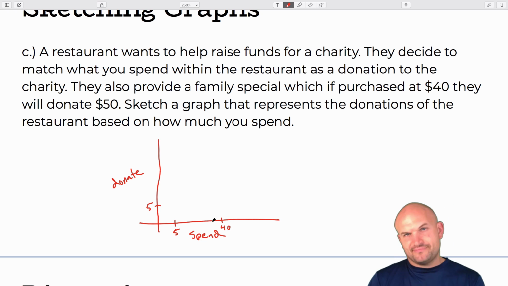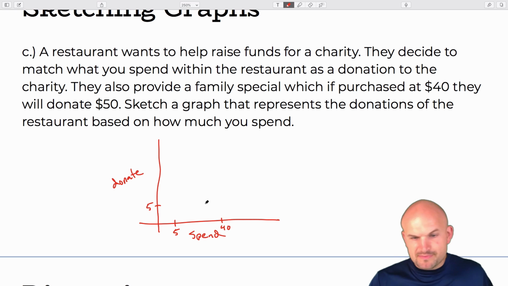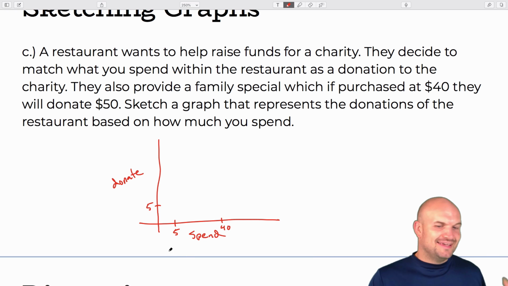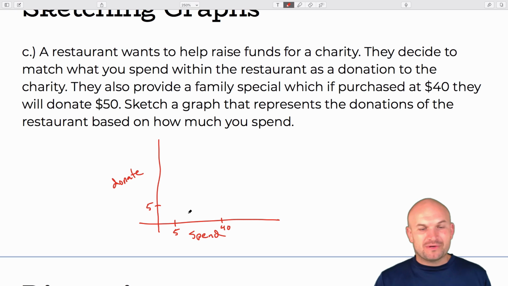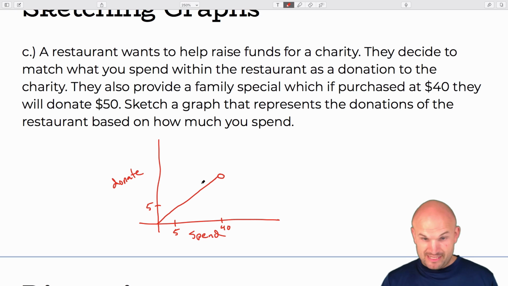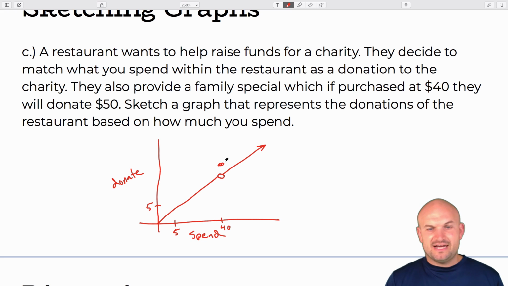Well, the key thing is, students, what if I spend $40 without buying the family meal? And I say, that's just not possible. There's no way you can spend $40 without getting the family meal. So the only way for you to spend exactly $40 is to buy the family meal, which costs $40, but then they will not donate $40. They're going to donate $50. Right. So you can see how that works.